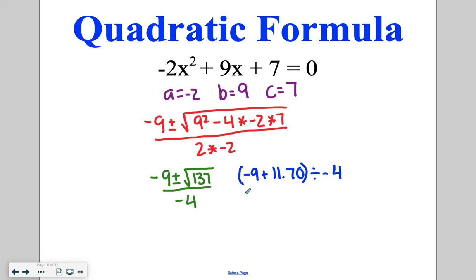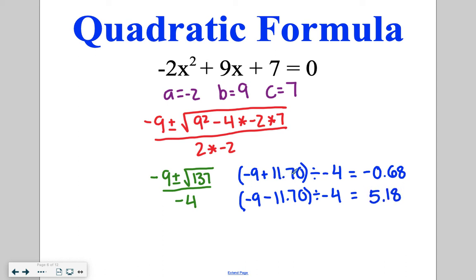And then you have your other option, which is negative 9 minus that same square root, so 11.70 divided by negative 4. Your first answer is going to give you negative 0.68, and your second answer is going to give you 5.18.